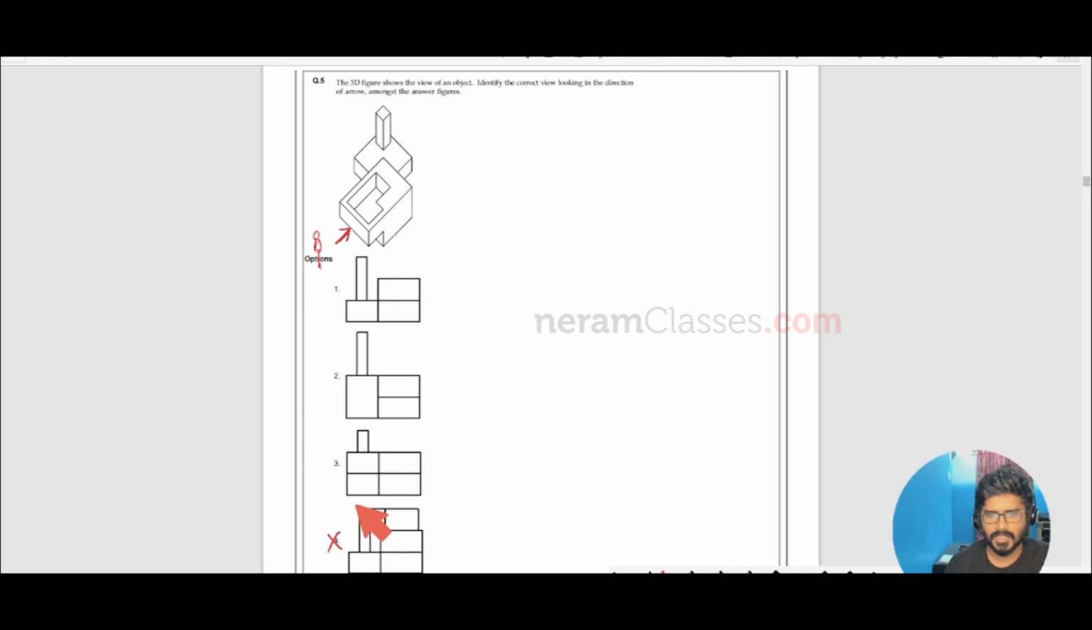We can clearly say the fourth option is the wrong one. Reason: this is complete here, so it will not be like that, because here we have a single post and it's detached here, so there should be a gap in between. There won't be any straight line coming on the top, so that's why the fourth option is not the correct option.